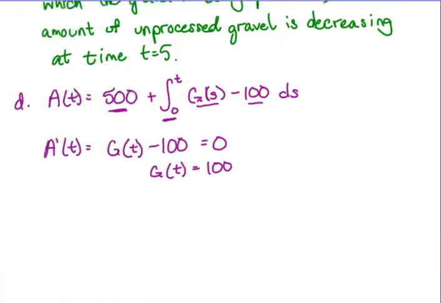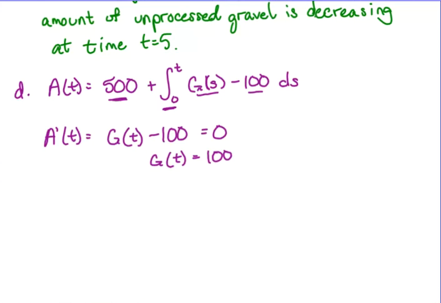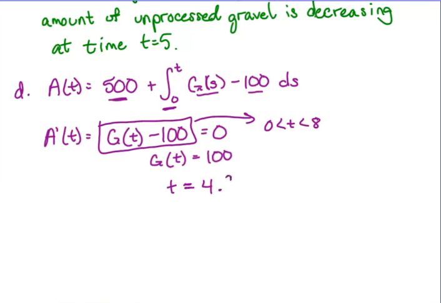I would not use the solve feature here. I would graph this right here and look for where it crosses the x-axis. And we only need to worry about between 0 and 8 because that's only where our function is applicable. So graph g of t minus 100, look between 0 and 8, find where it crosses the x-axis. You will find that at t equals 4.923. It only happens once. So we need to check our endpoints, 0, our critical point, 4.923, and our other endpoint of 8.